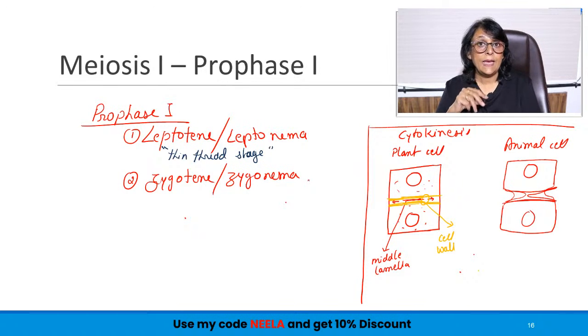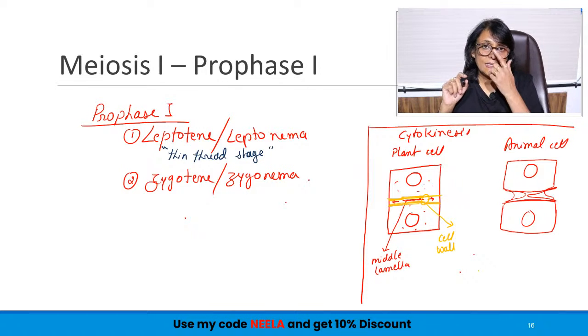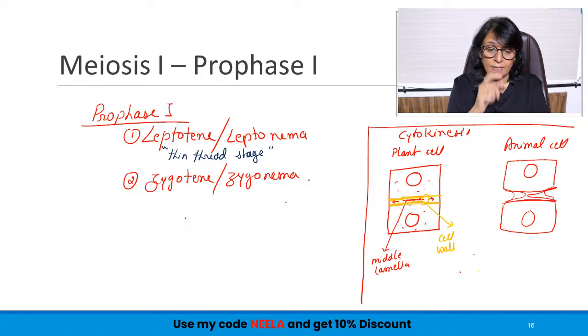The word zygo is used when we talk of fusion of gametes. Sperm and egg, male gamete and female gamete, when they fuse, fertilization takes place and a zygote is formed. So when we are talking of zygo, that means there is pairing of one male and one female chromosome, or pairing of chromosomes out of which one comes from the male parent and the other comes from the female parent.